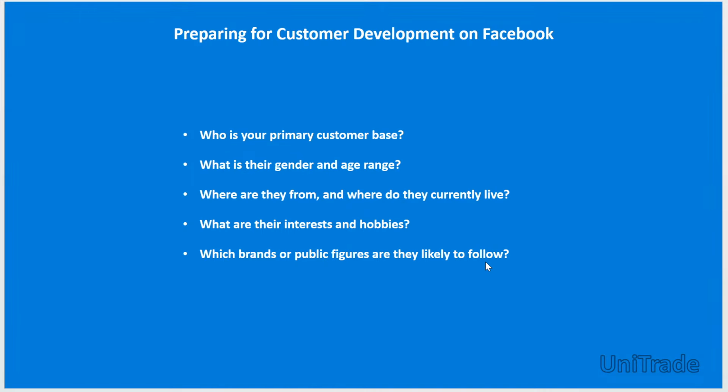What is their gender and age range? Where are they from and where do they currently live? What are their interests and hobbies? Which brands or public figures are they likely to follow? You can gather and analyze this information through methods like surveys, customer feedback, and tools like Facebook Insights.